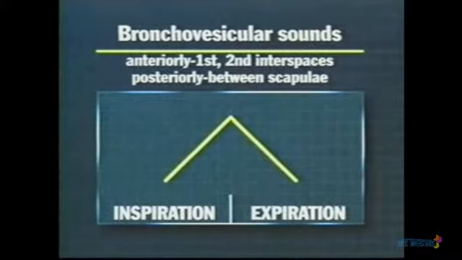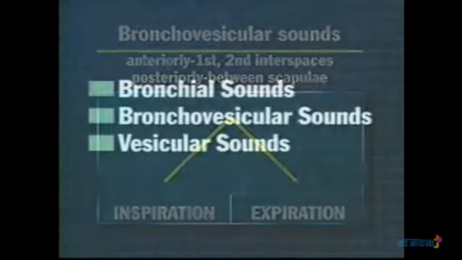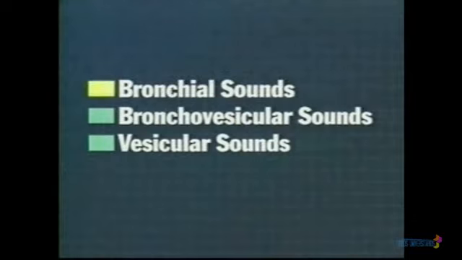Bronchovesicular sounds have an intermediate pitch and intensity. Inspiratory and expiratory sounds are about equal in duration, and a silent gap may or may not separate them. These sounds may be heard in the first and second interspaces anteriorly and between the scapulae posteriorly. Let's listen to these sounds again to compare them: bronchial, bronchovesicular, and vesicular sounds, in that order.